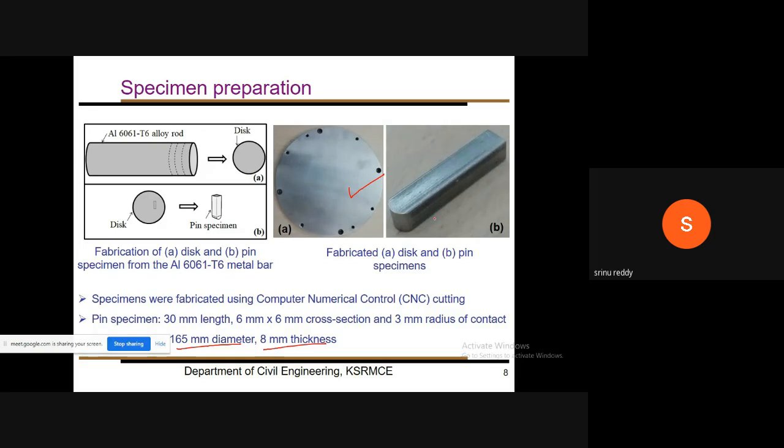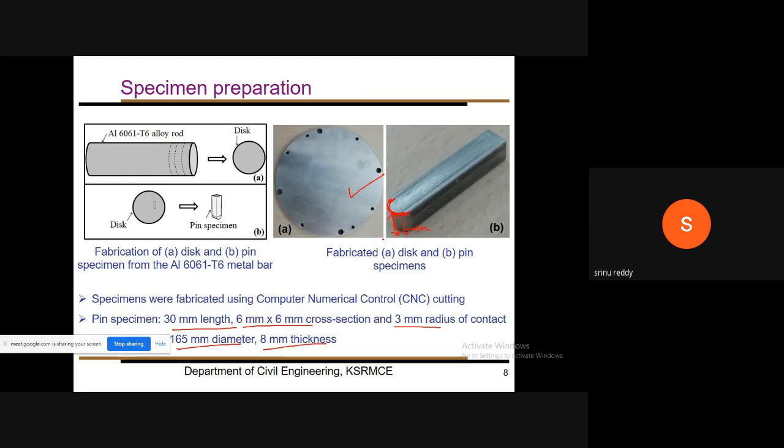This pin specimen is 30 mm in total length, including this curvature. Here we want to create a cylinder-on-flat contact type. That's why on one side of the pin, we made a cylindrical portion with a 6 mm radius of curvature. In the other, longitudinal direction, there is a 6 mm contact, actually a line contact.